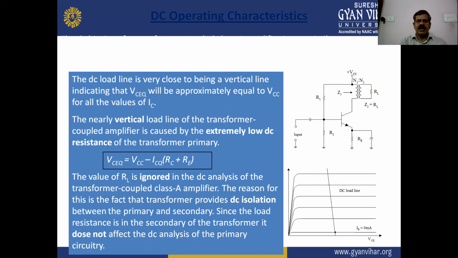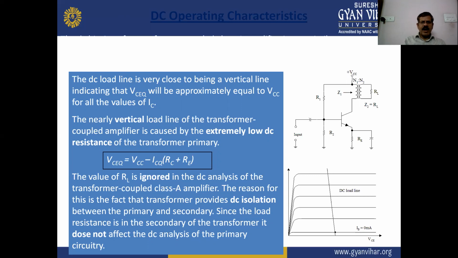Next, DC operation characteristics. The DC load line is very close to being a vertical line, indicating that VCEQ will be approximately equal to VCC for all values of IC. The nearly vertical load line of the transformer coupled amplifier is caused by the extremely low DC resistance of the transformer primary. So voltage VCEQ equal to VCC minus ICQ into (RC plus RE).